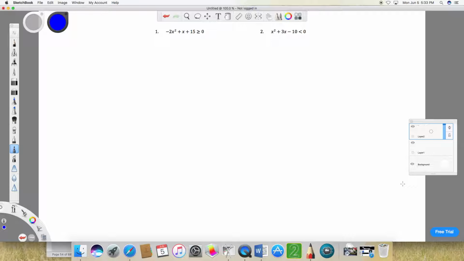Let's take a look at solving these two quadratic inequalities. We know that the graph of a quadratic function is a parabola, and that's how we're going to approach these: look at the x-intercepts of a parabola and then go from there. So let's take a look at number one.